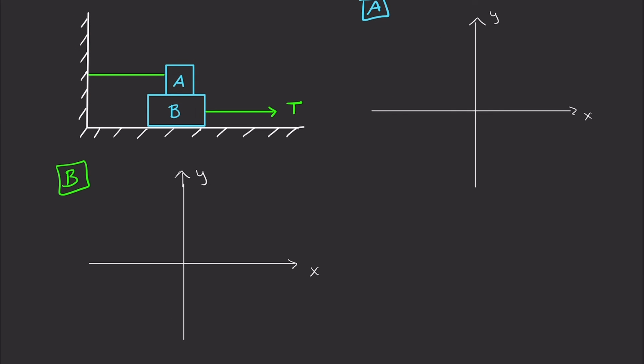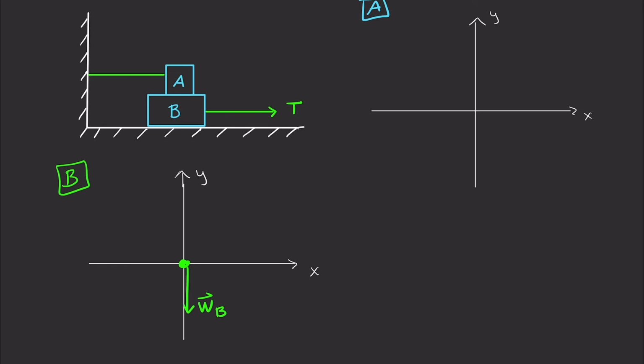Okay, in our last example, we have an object A being pulled by a tension from its left, and then object B is being pulled to the right by some other tension. And we're going to imagine B is sliding out from under A. So I'm going to start with the free body diagram for B. So B has a weight. It's going to be going straight down.